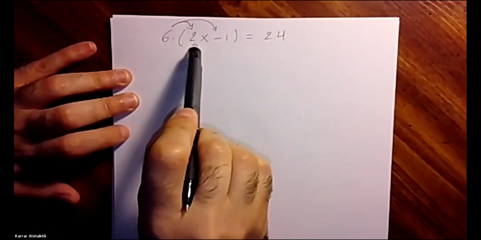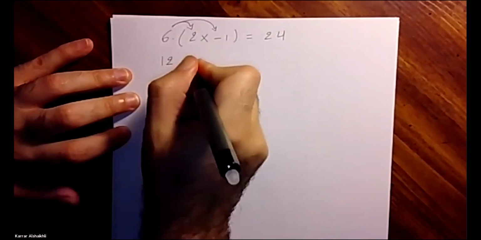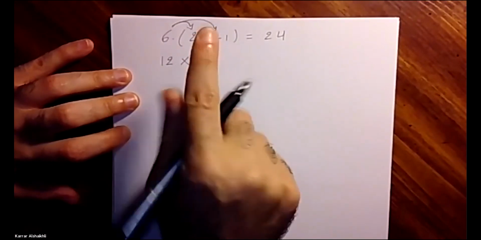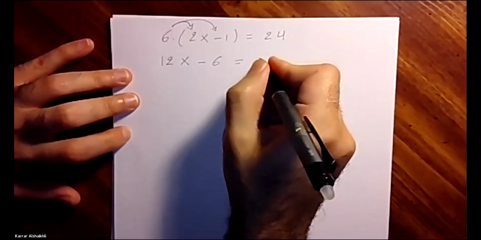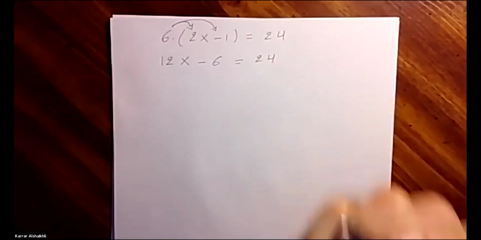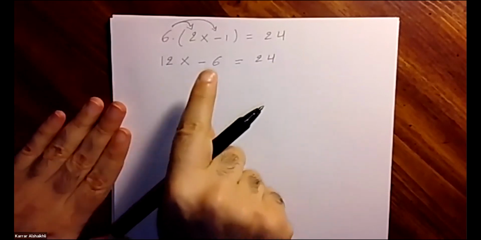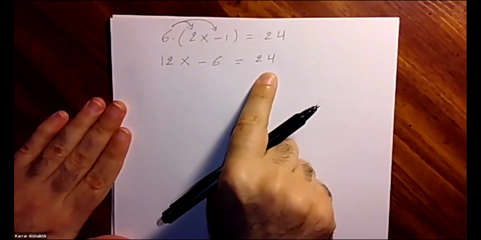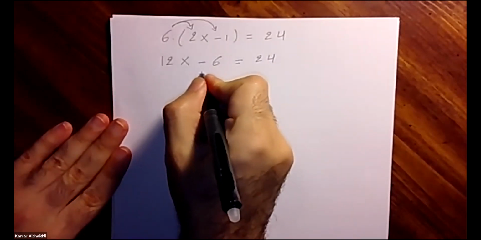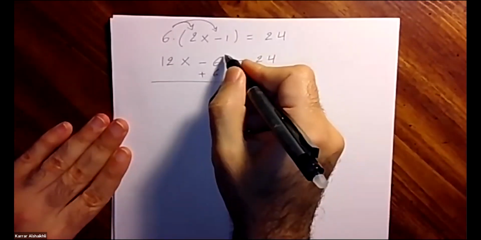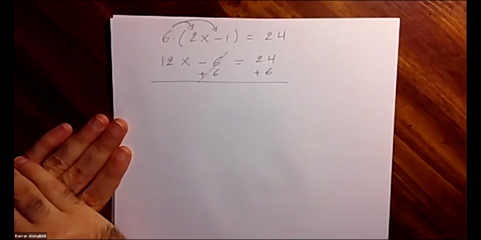So 6 times 2 is going to be 12, and here's the x. 6 times -1 is going to be -6, equal 24. Is that the same one we solved before? Exactly the same one, the same one with different numbers. So I'm going to move the number to the right side. -6, I'm going to add 6. -6 plus 6 is going to be canceled. That means 0.